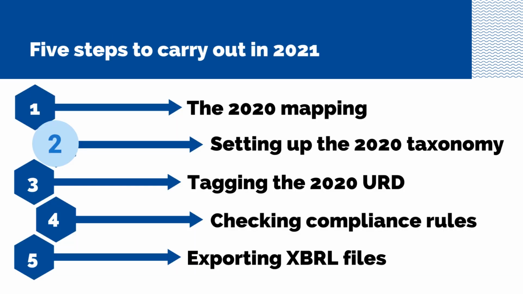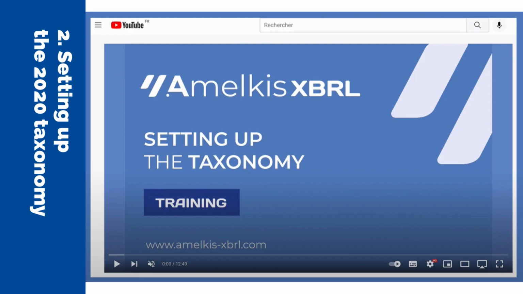The second step is setting up the 2020 taxonomy. This step consists of setting up a taxonomy in accordance with the mapping in the Amelkis XBRL application. Global Connect Consultancy can perform this task for you. Nevertheless, setting up the 2020 taxonomy is quite simple. This task consists of reformatting the Excel mapping in order to import it directly into the Amelkis XBRL application. This Excel import function automatically creates a taxonomy in accordance with your mapping. If you want to learn more about the mapping process, we can provide you an Amelkis training video.